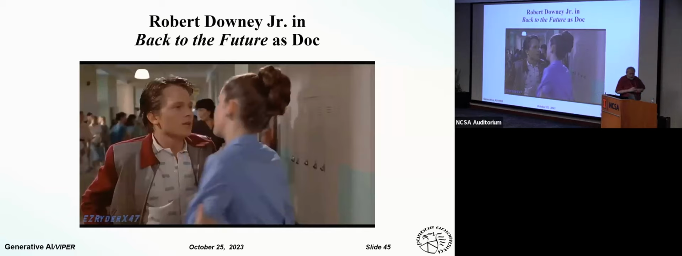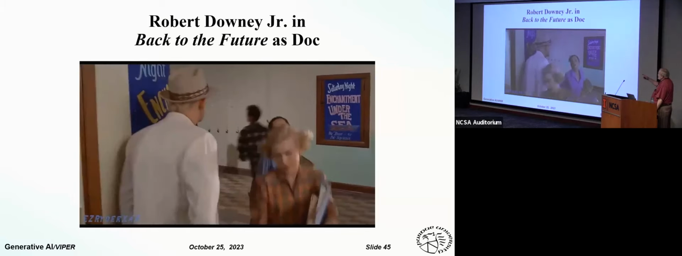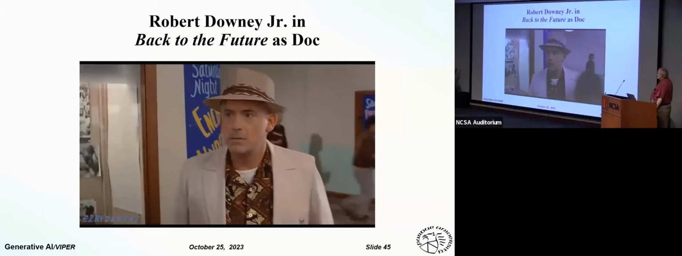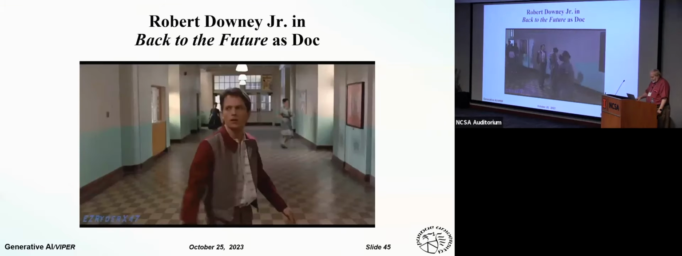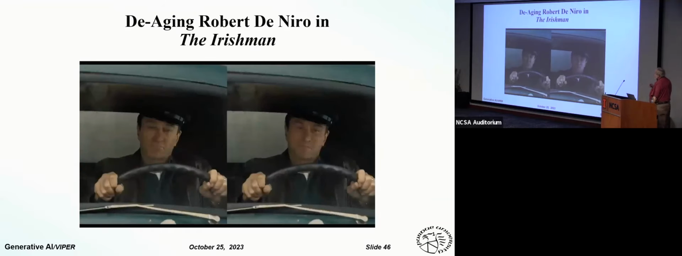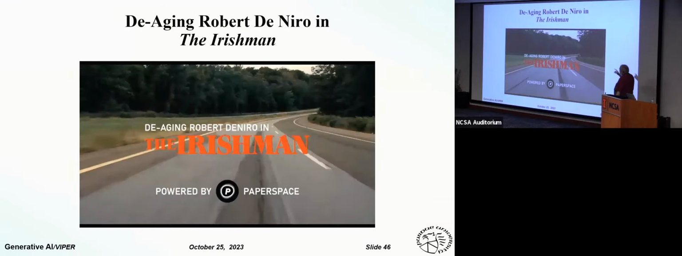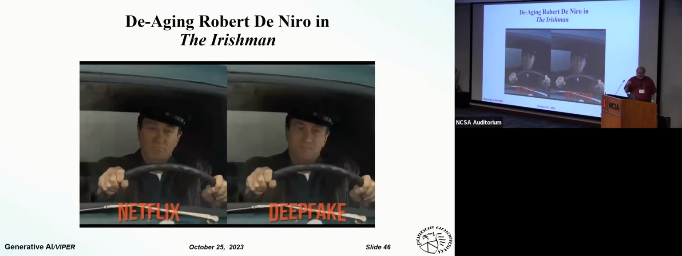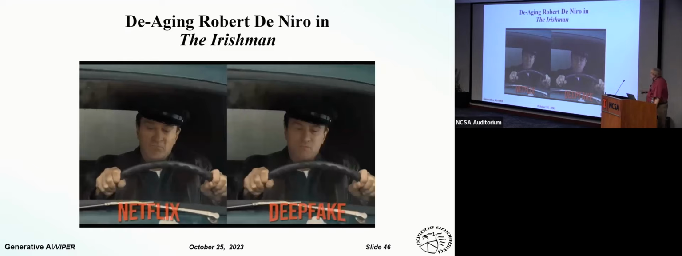I think this one will play. Look at the face of the guy. That's Robert Downey now. Okay. This is another one, his movie The Irishman, where they used AI methods, deep fakes, to de-age Robert De Niro, because in parts of the movie he was supposed to be younger, a younger gangster. I mean, a De Niro movie, right? A younger gangster. And they used those methods in this movie. It's a very interesting movie.